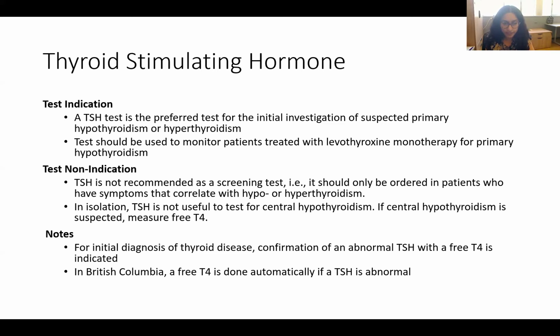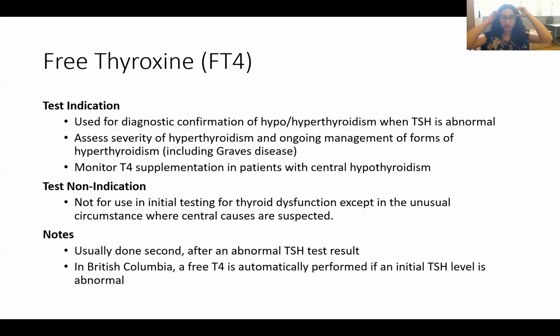Now, one thing to say is that in British Columbia, if you mark it in the order set as suspected hypo or hyperthyroidism, and you order TSH, a free T4 will be done automatically if the TSH is abnormal. So free T4 is used when your TSH is abnormal. So it's used for diagnostic confirmation. If your TSH is high, a free T4 is done to see if there's actually hypothyroidism. If your TSH is suppressed, a free T4 is checked to see if it's high, suggestive of hyperthyroidism. So free T4 is done when you've confirmed that a TSH is abnormal.